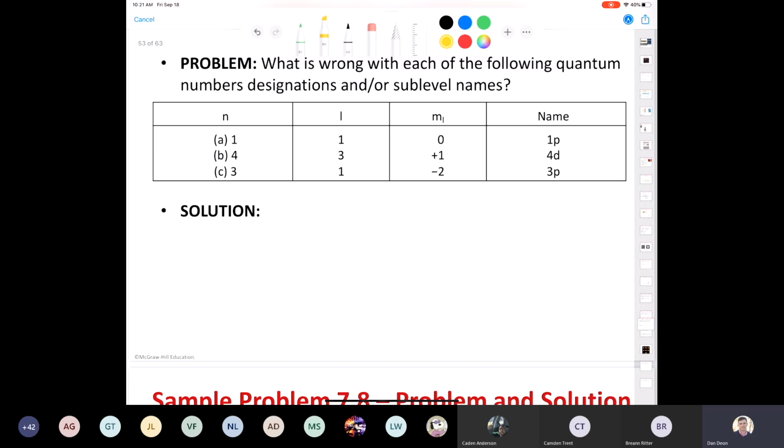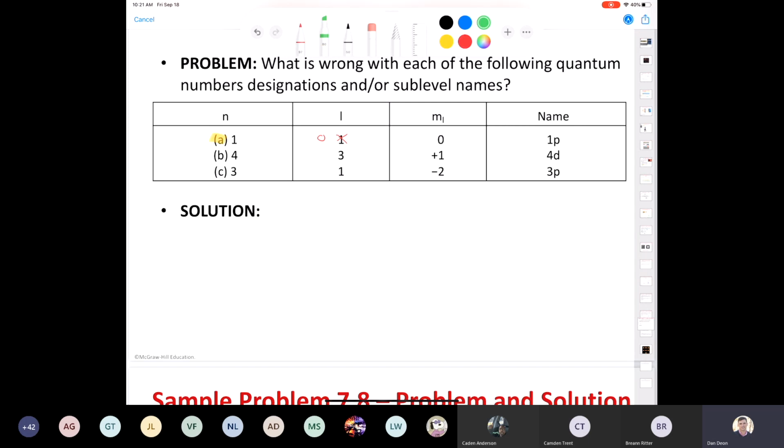Okay, in A, there's something wrong here. Is anybody able to figure out what's wrong? You have N is equal to 1, L is equal to 1, ML is equal to 0. Yeah, Violet says 1 can't equal 1. Yeah, absolutely. This is a big no-no. L cannot equal 1 because when N is equal to 1, the only value of L is going to be 0. Okay, let's try the next one.